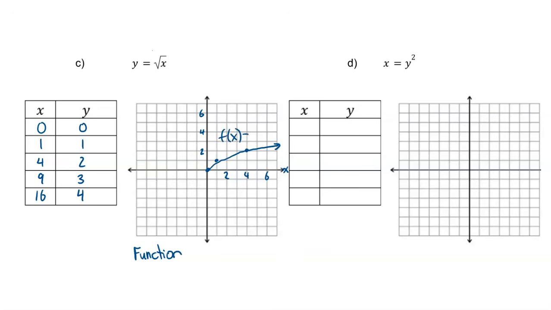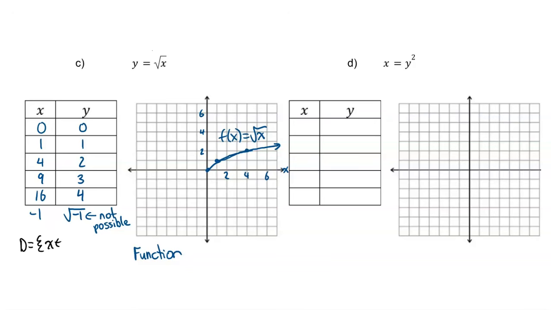And that is a function because it passes the vertical line test and because every x value corresponds to only one y value. Now you'll notice if I put negative 1 in, the square root of negative 1 is not possible in terms of the real numbers. And so that is not something that's allowed, which is going to restrict our domain and range here.